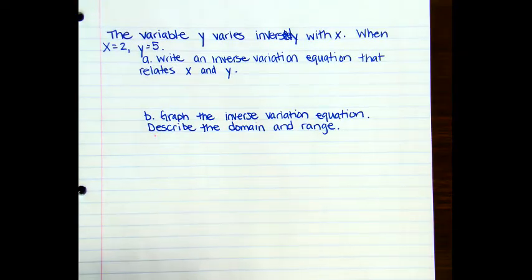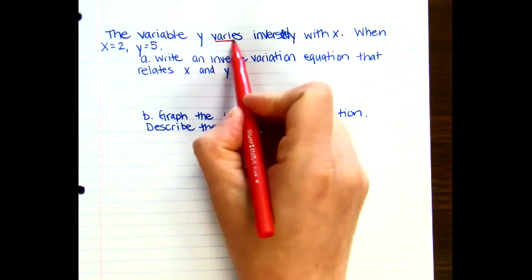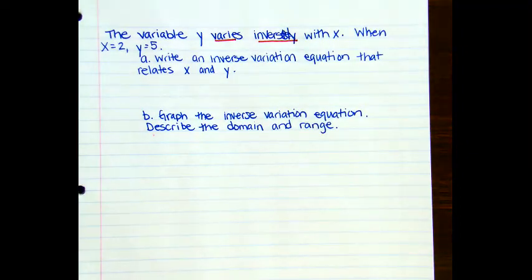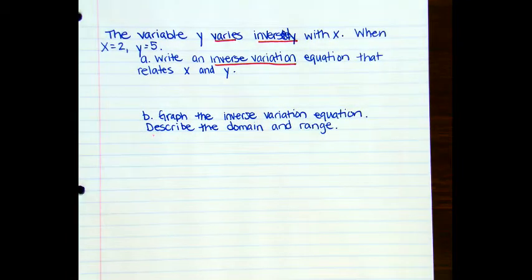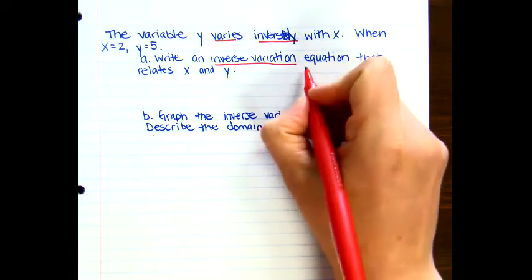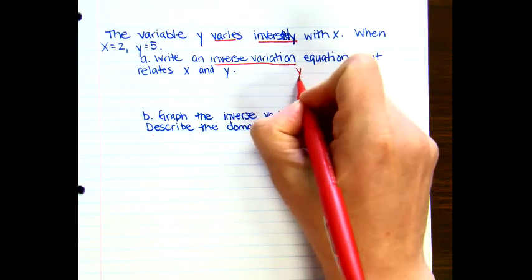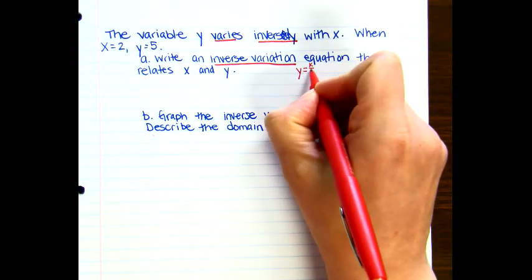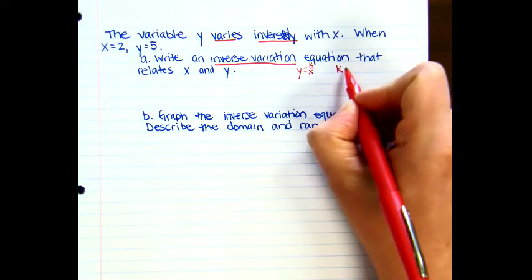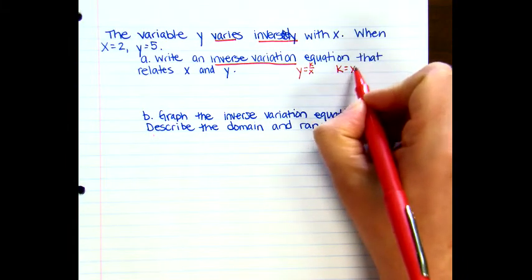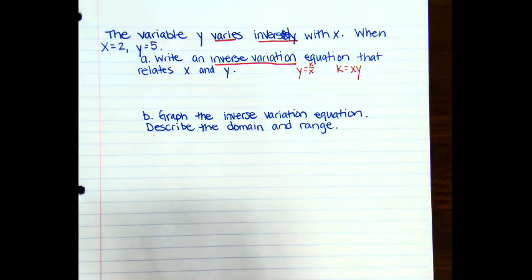All right, we just did direct variation, so now we're going to do an inverse variation graph. The variable y varies inversely with x. When x equals 2, y equals 5. Write an inverse variation equation that relates x and y. Remember, our inverse variation equations look like this. Y equals k over x. And a quick way to find k is k equals the product of x and y.